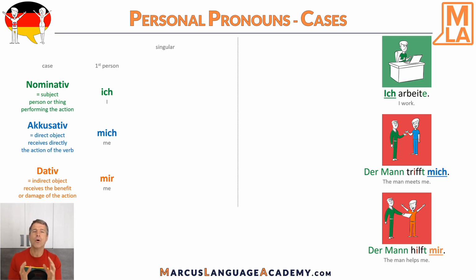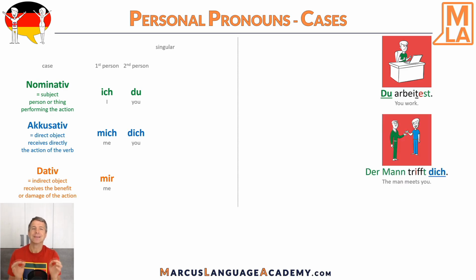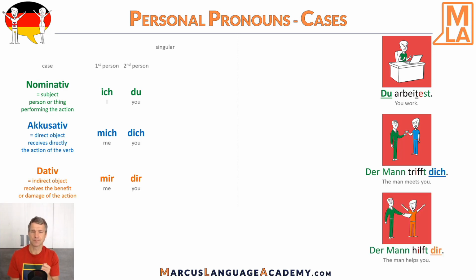So let's move on to the second person singular. Here the pronoun in the nominative is du. Du arbeitest. You work. Der Akkusativ ist dich. Der Mann trifft dich. The man meets you. And the dative is dir. Der Mann hilft dir. The man helps you.